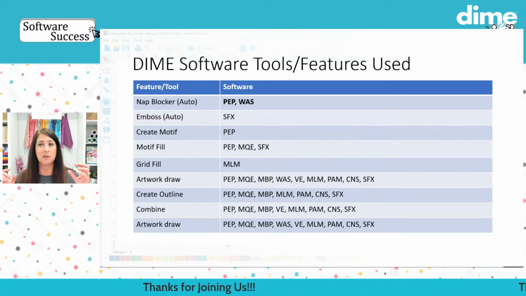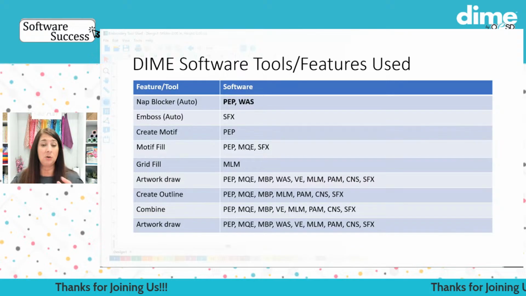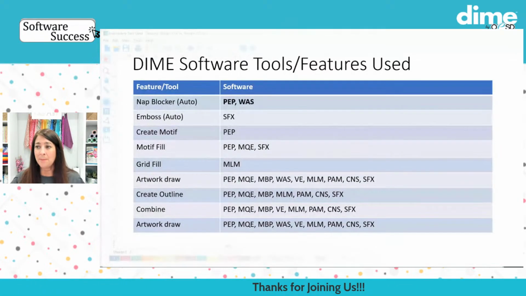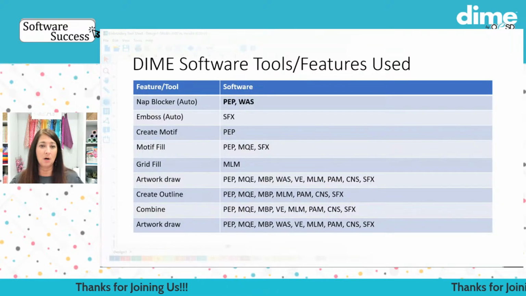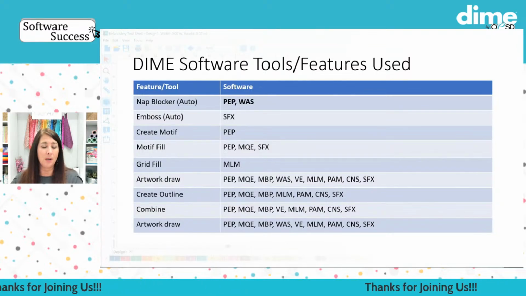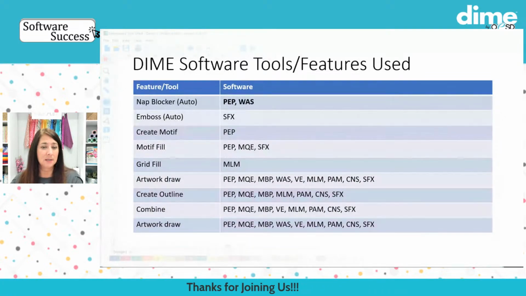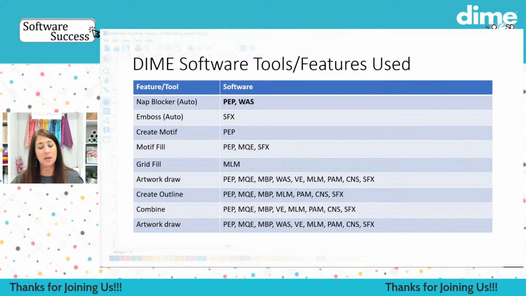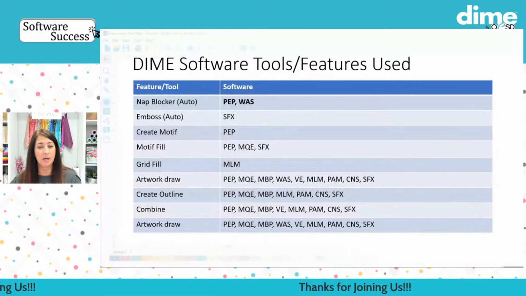Take a screenshot of this or take a picture with your phone, and you can refer back to this if you want to. The nap blocker and the auto embossing are part of Perfect Embroidery Pro and Word Art and Stitches for the nap blocker. The auto embossing is part of Special FX, and creating your own motif and saving it so that it comes up in your library of options is part of PEP.